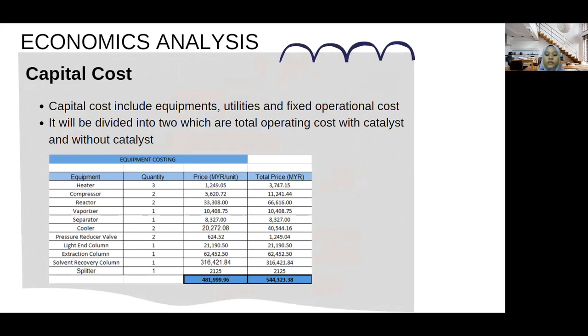For this proposed design project, our group has used 16 units, which include 3 heaters, 2 coolers, 2 compressors, 2 reactors, 2 pressure reducer valves, a vaporizer, a line and column, an extraction column, a solvent recovery column, and a separator, also a splitter for a recycle process. Total price for all equipment costing has been shown on the slide.